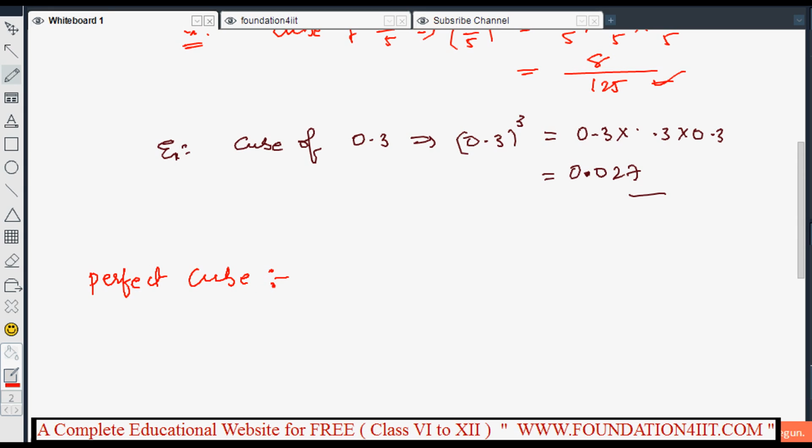Now let me write what a perfect cube is. A natural number is said to be a perfect cube if it is the cube of some natural number. Only then can we say it is a perfect cube.